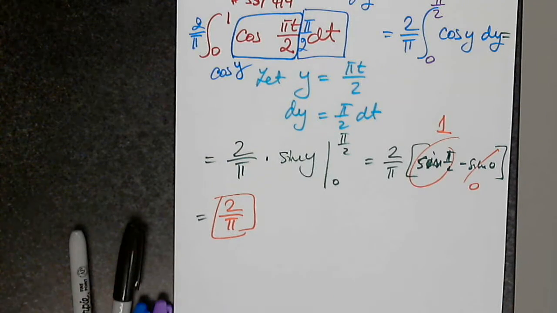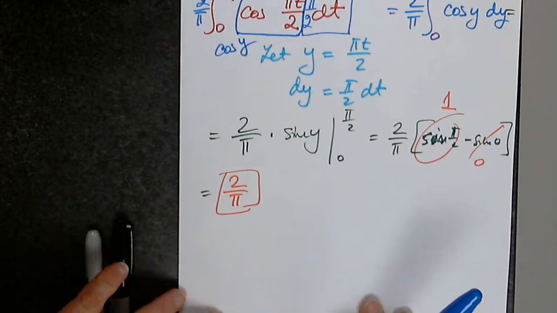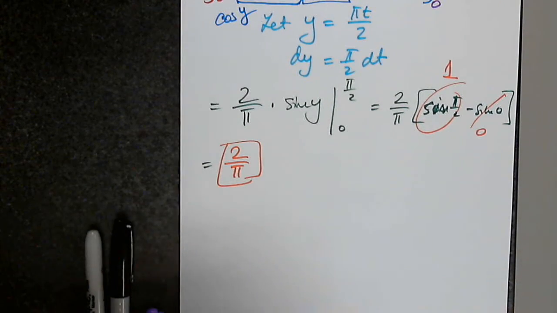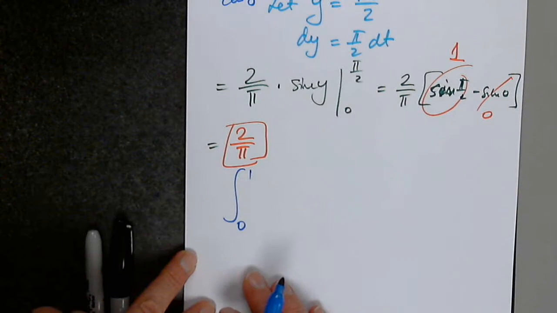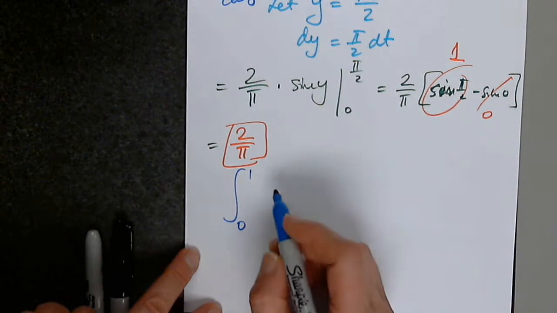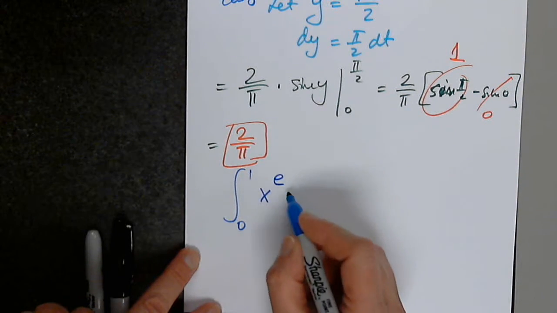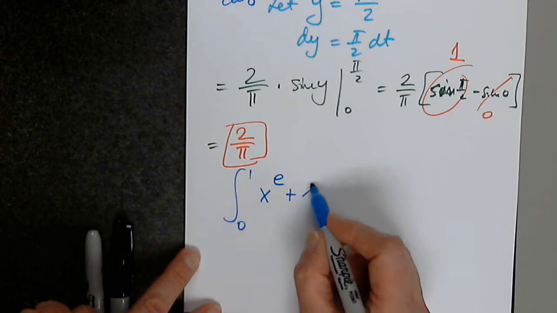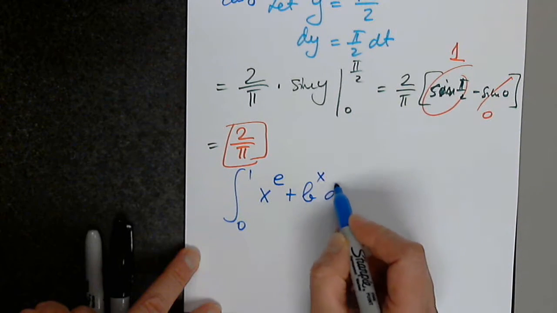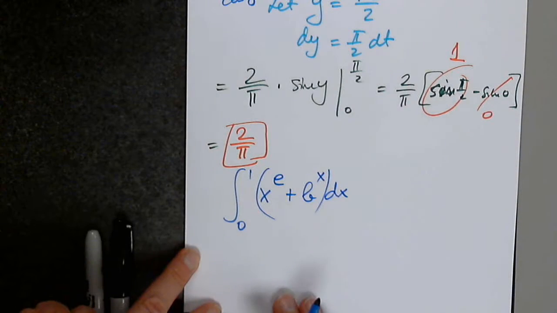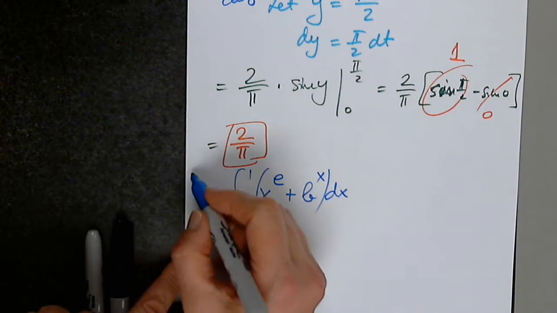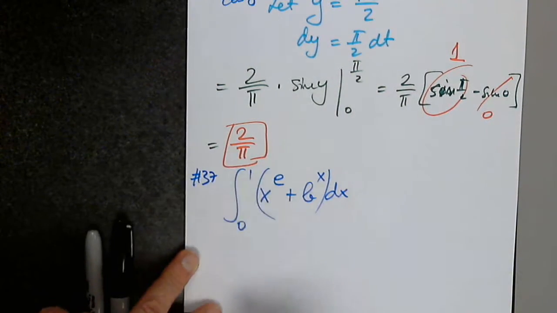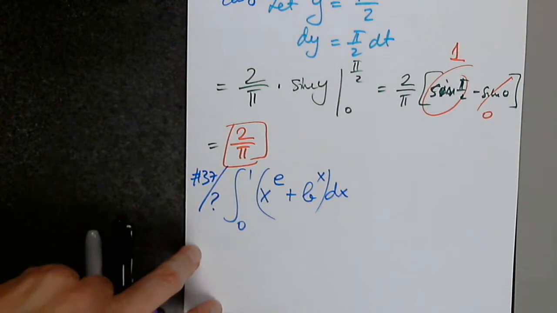Here's one of them. I think it's just evaluate the integral. It's the integral from 0 to 1 of x to the e plus e to the x dx. Like this? Yes. Very good. What number is that? 37, on the same page.